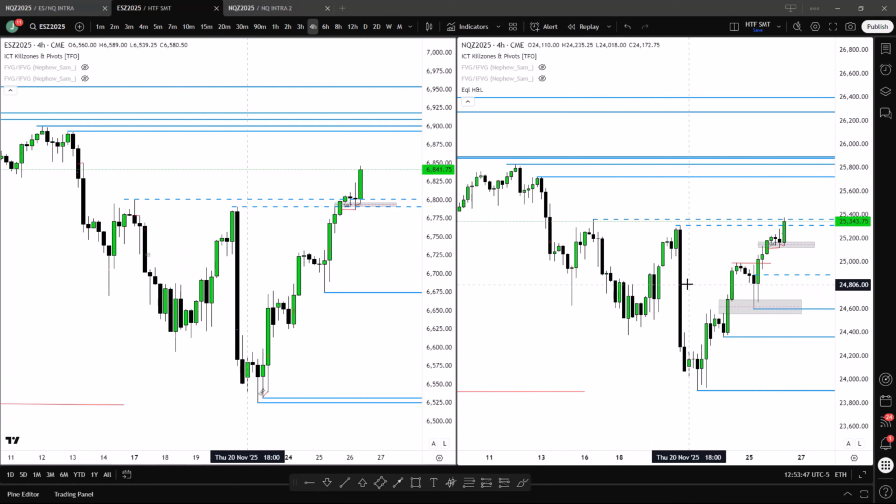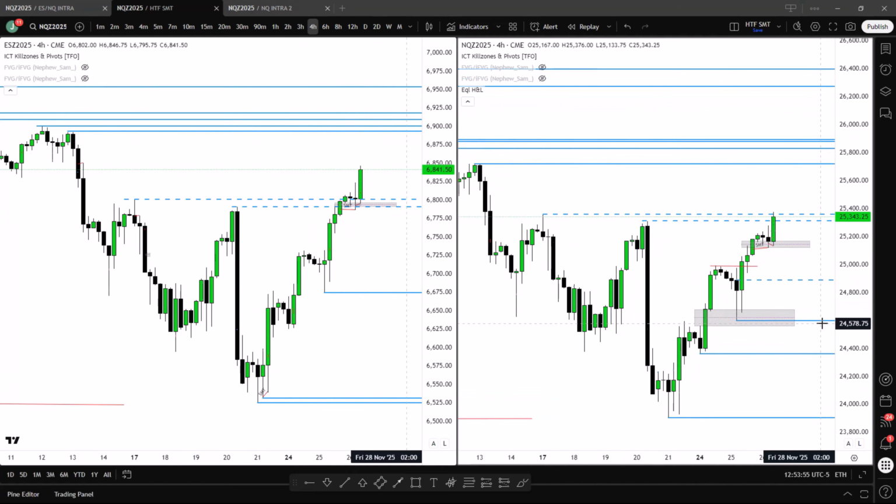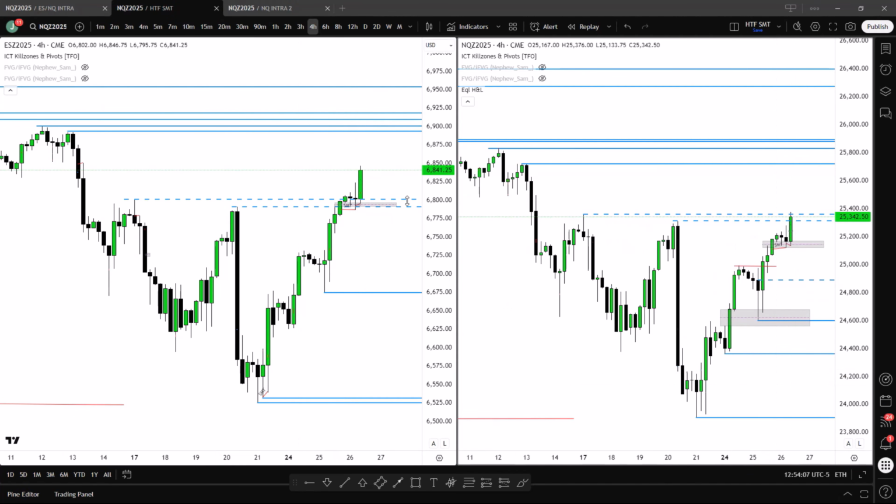So let's take a look at what happened today. Coming into today, these areas right here had not been taken out in the NQ, but they were on the ES. If we were to continue higher, which was the draw on liquidity, we have this 4-hour fair value gap here on both the ES and the NQ that we can deliver from. So all we basically need is some type of SMT.